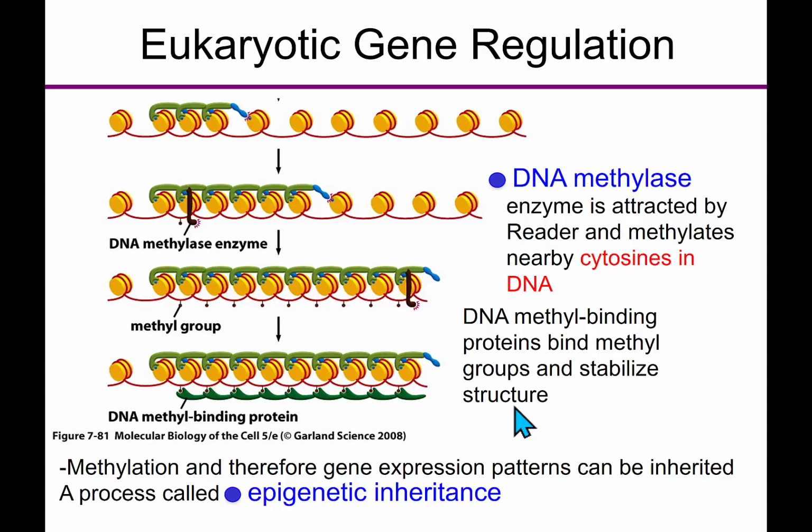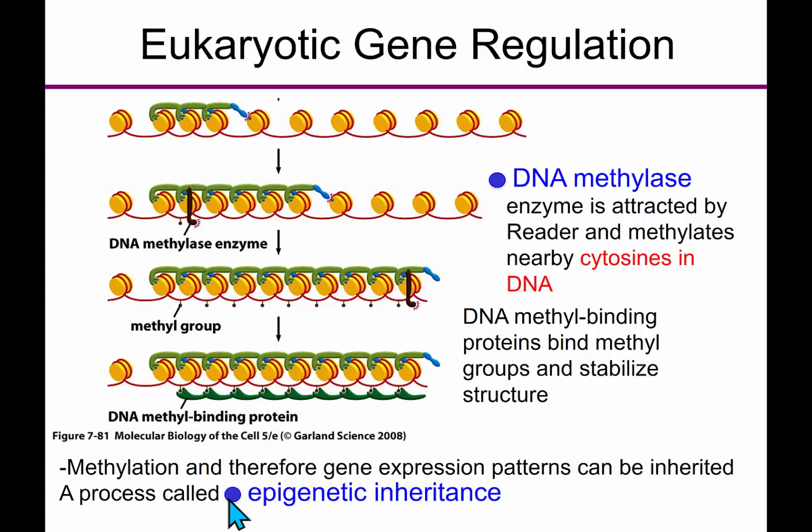What then happens is DNA methyl binding proteins bind to the methyl groups and stabilize the structure. So here are DNA methyl binding proteins. They bind to the methylated cytosines. Take a look at this DNA now. It's really compact. There's proteins on all the different sides. It's going to be really tough to get access to this information. It's going to be really tough to get any transcription here. So the DNA here is really condensed. It's really repressed. Transcription is really repressed.